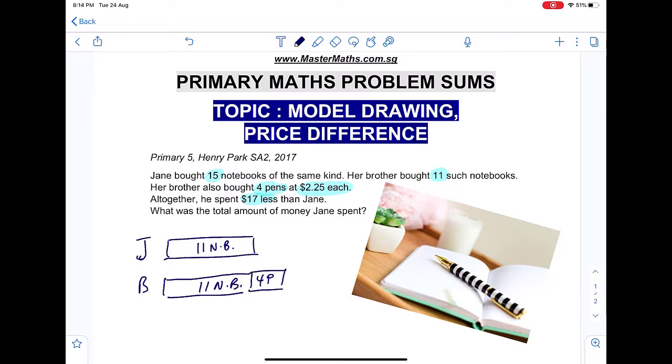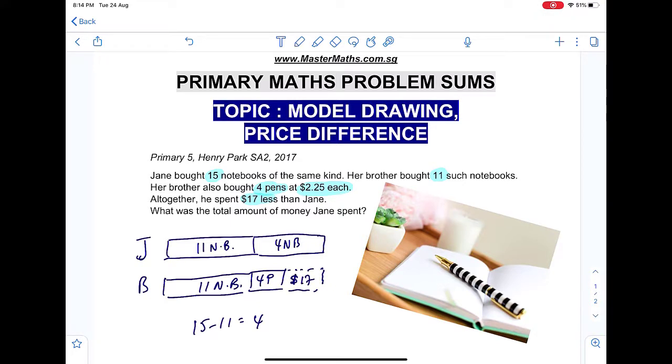Jane, however, bought a total of 15 notebooks. So 15 minus 11, that is another 4 additional notebooks, which will cost more. How much more? $17 more. So this gap here is basically $17.